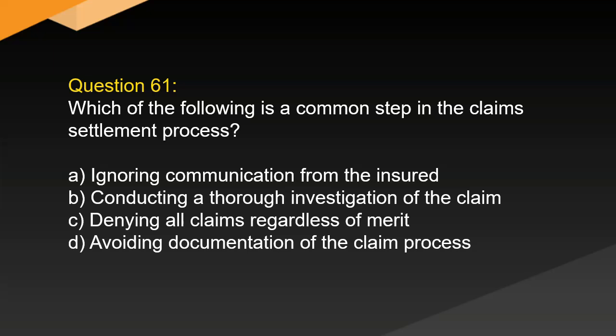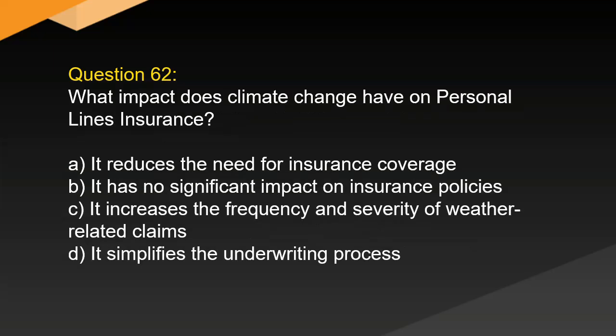Question 61. Which of the following is a common step in the claims settlement process? A. Ignoring communication from the insured. B. Conducting a thorough investigation of the claim. C. Denying all claims regardless of merit. D. Avoiding documentation of the claim process.